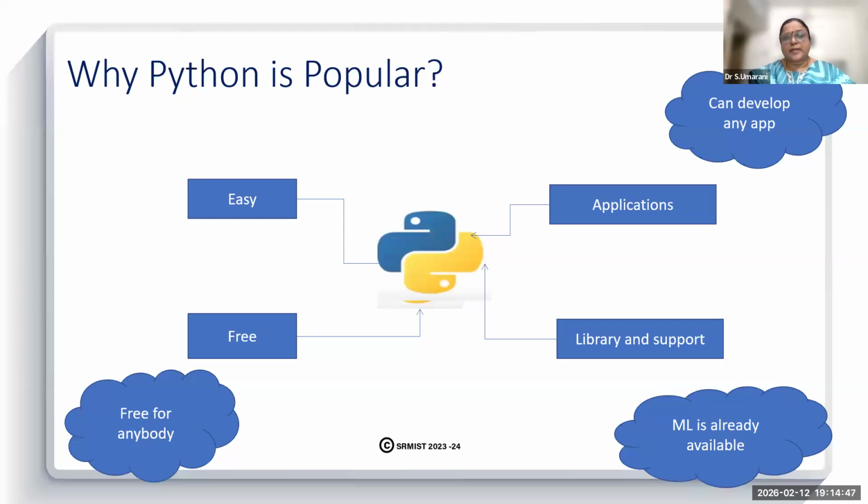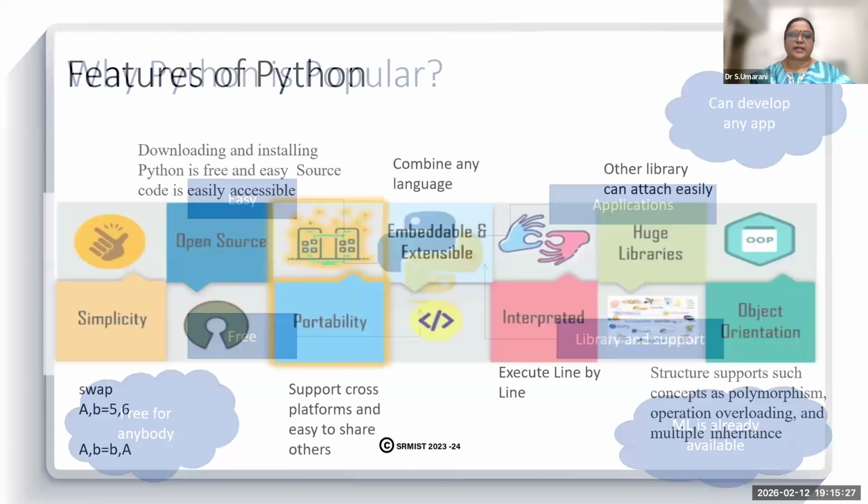Then why is Python popular? Python is popular because it is easy, it is free, it is open source. You can download it from the internet; it is freely available. Then you can develop any application with the help of Python. It supports developing any application because it has a lot of libraries, so you can easily implement it. That's why nowadays we are using Python. Python is a popular one.